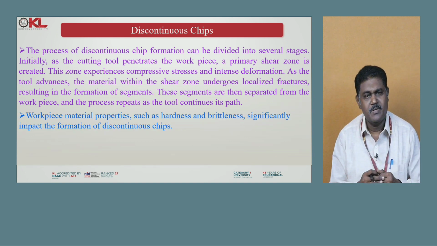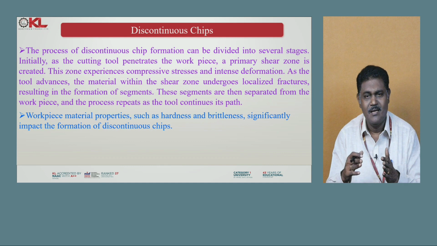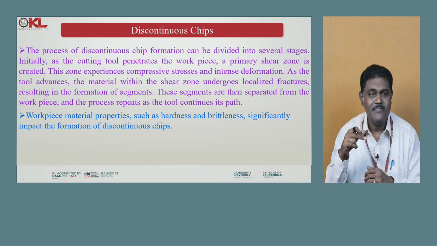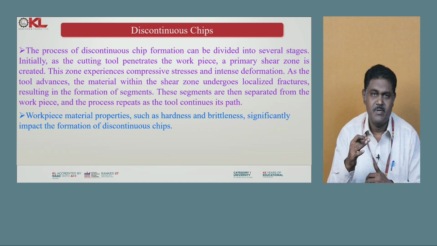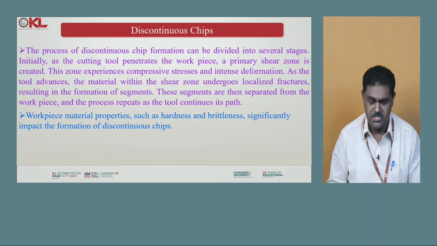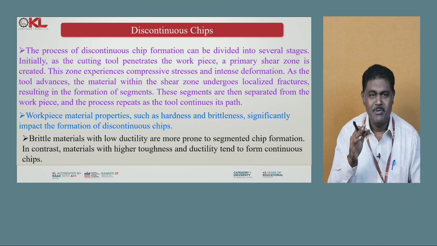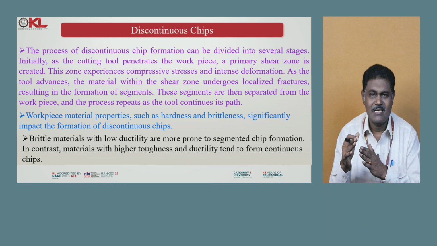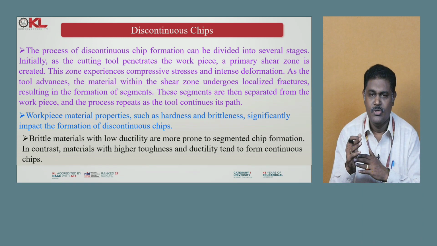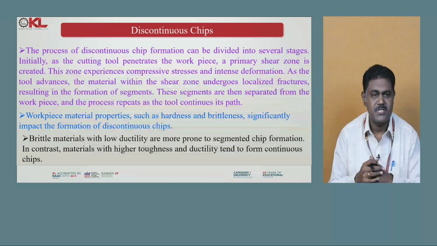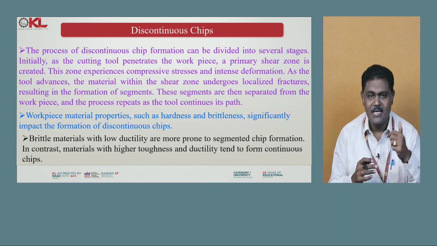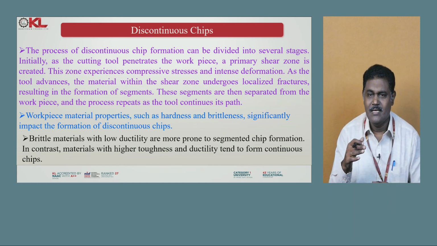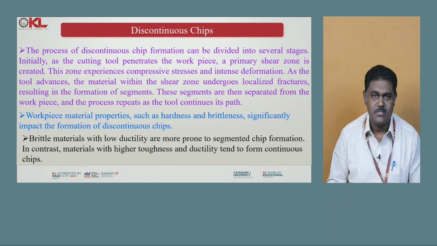Workpiece material properties such as hardness and brittleness significantly impact the formation of discontinuous chips. Brittle materials with low ductility are more prone to segmented chip formation. In contrast, materials with higher toughness and ductility tend to form continuous chips.